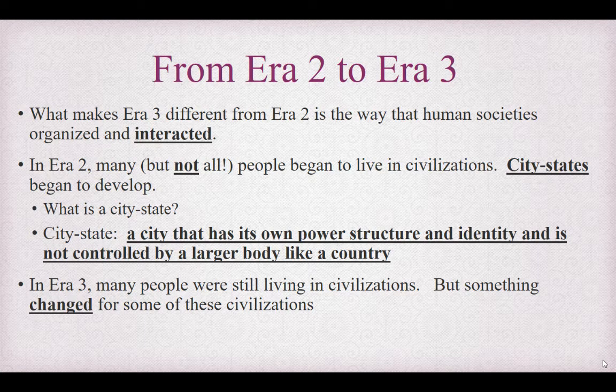We'll also see the formation of city-states, one of the first organized forms of societies with rules, norms, and social institutions. This should be reviewed, but again, a city-state is a city that has its own power structure and identity and is not controlled by a larger body like a country. The city-state that you guys will probably be the most familiar with is Babylonia in Mesopotamia. They have their large city at the center of Babylon. This was the seat of power where the monarchs lived.